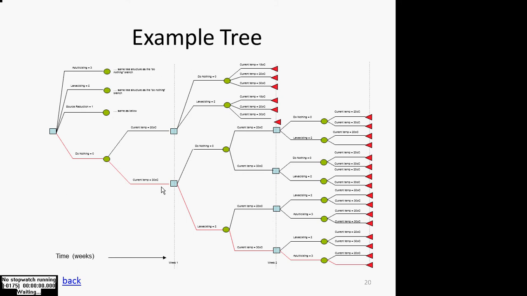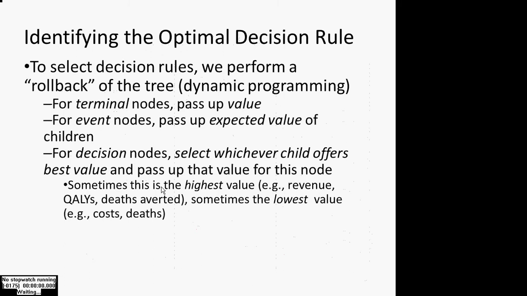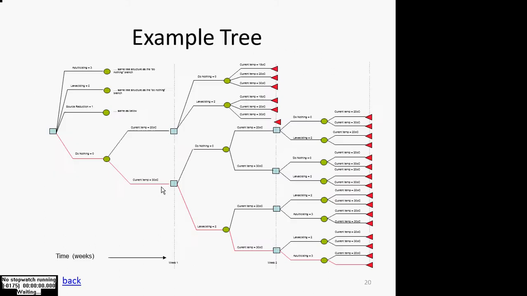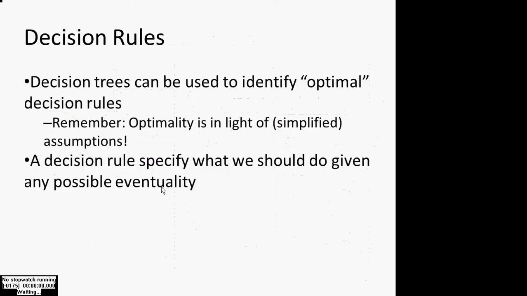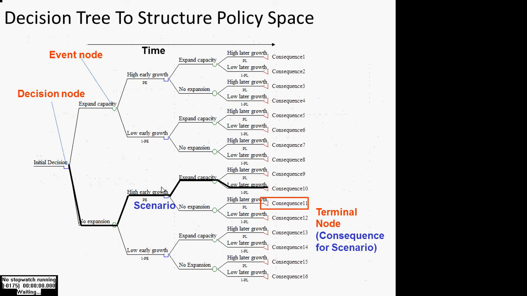Okay, so let's talk about how we would figure this out. We're going to try to identify the optimal decision rule, but I want to talk about what this decision rule is. So let's talk about a bit of terminology. I've introduced decision nodes, event nodes, terminal nodes. I'd like to introduce two further points of terminology. One is scenario. This is my terminology more than uniform terminology. A scenario will be a particular sequence of decisions and events over time.